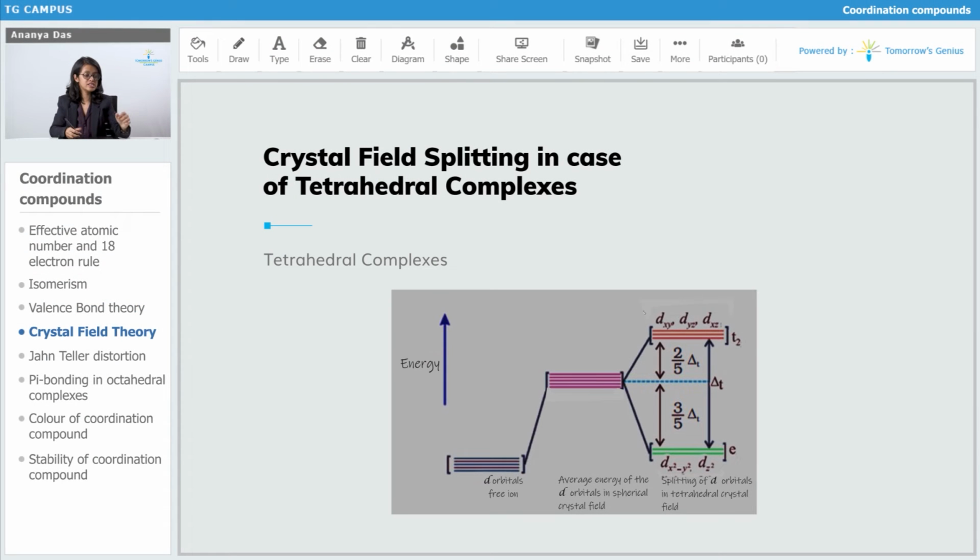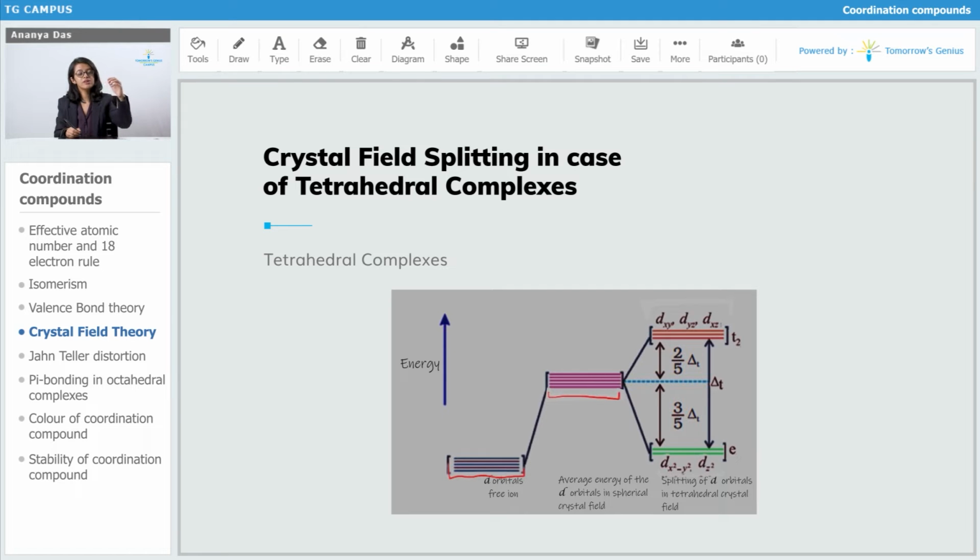Here you can see in this diagram the d orbitals of the free ion, when there is no metal present, or when a metal is present but there is no ligand nearby. Then when the ligand comes from far away, all of the d orbitals get excited equally.